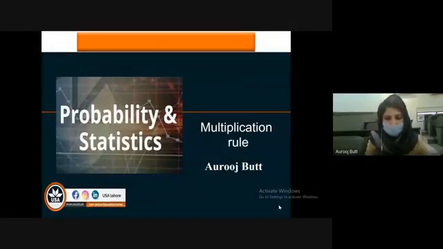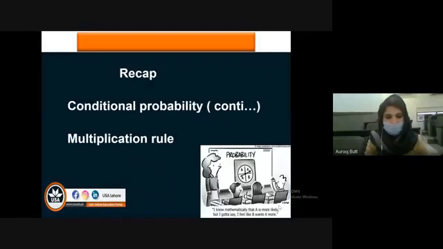Today we are going to start a new topic that is based on the multiplication rule. Firstly, we can have a recap of what we studied in the previous lecture. In the previous lecture, it was all about conditional probability. Now, what was conditional probability?